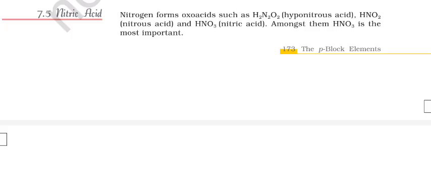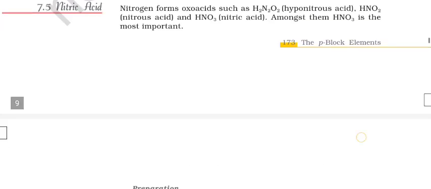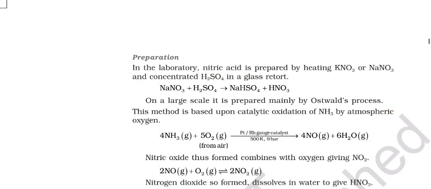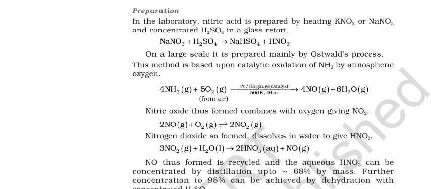Nitric acid. Nitrogen forms oxo acids such as H2N2O2, HNO2 and HNO3. Amongst them, HNO3 is the most important. Preparation. In the laboratory, nitric acid is prepared by heating KNO3 or NaNO3 and concentrated H2SO4 in a glass retort. NaNO3 + H2SO4 gives NaHSO4 + HNO3.